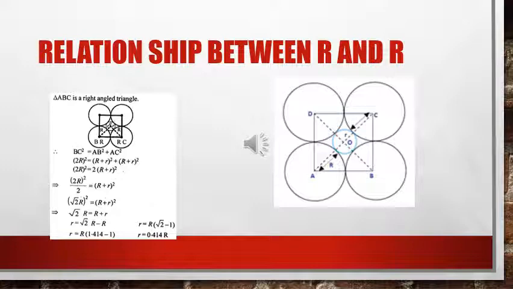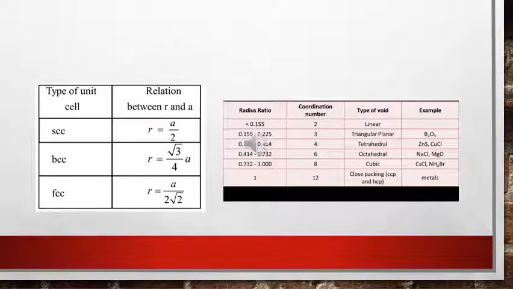It is a frequently asked 2-mark question, and your back-side question also: derive the relationship between the octahedral void and the radius of the simple cube. So what is the answer you are going to write? The radius of the octahedral void, that is small r, is equal to 0.414 times capital R. This is the answer you are going to give.